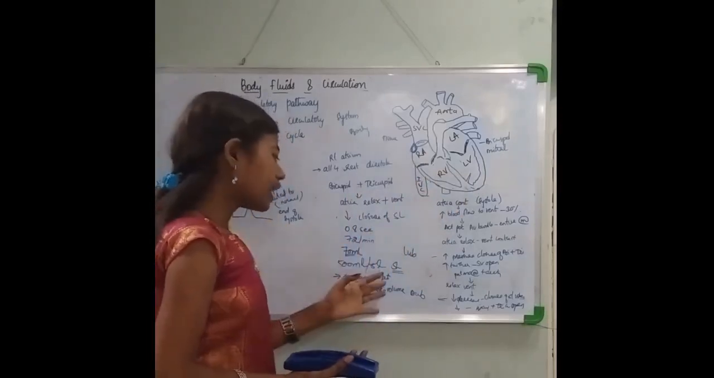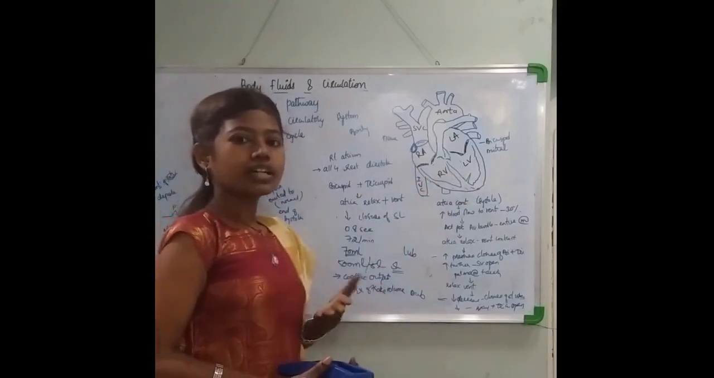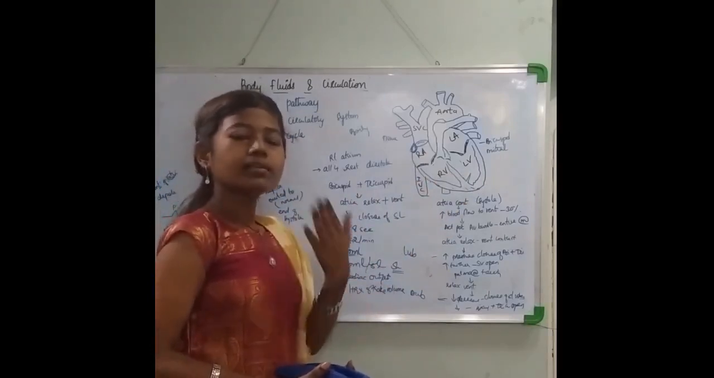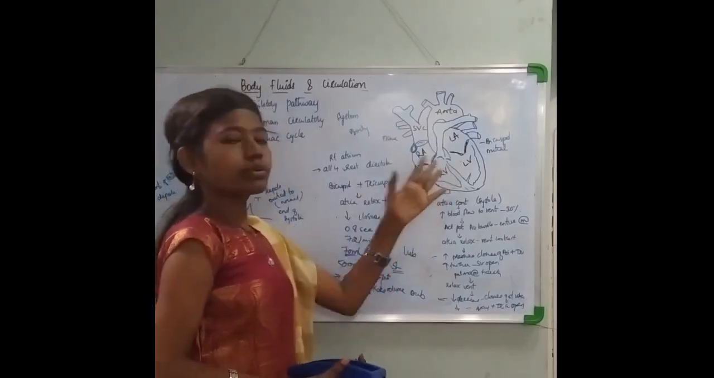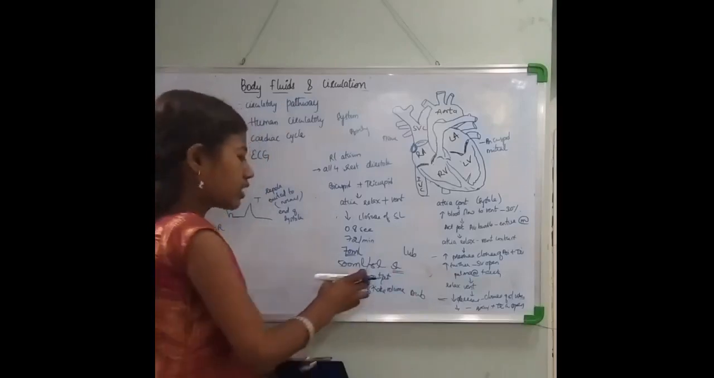Now the cardiac output is the amount of blood which is pumped out by the ventricles per minute. In a minute, how much blood is pumped out by the ventricles? You multiply the heart rate with the stroke volume, and you will get the cardiac output.